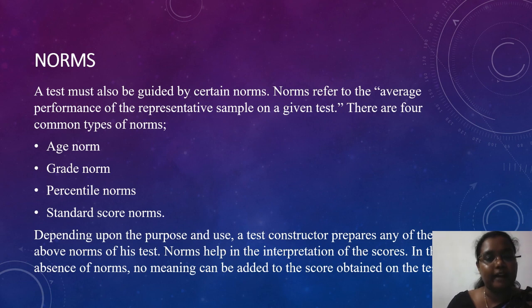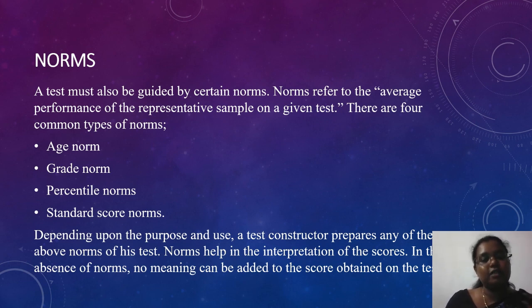Norms should be obtained ethically, ensuring confidentiality and privacy of individual data. Ninth one is comparability. Norms should allow for comparisons across different groups or populations, enabling meaningful interpretations of test scores. Tenth one is transparency. Norms should be transparently documented, including information about the sample characteristics and the methods used to derive the norms.